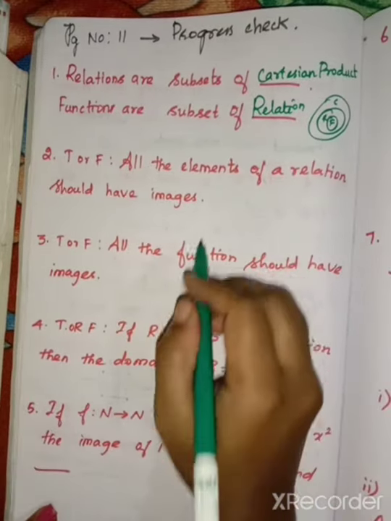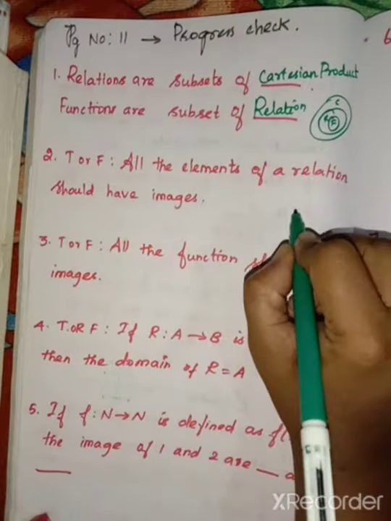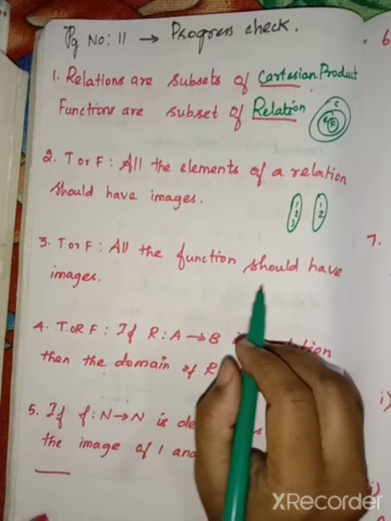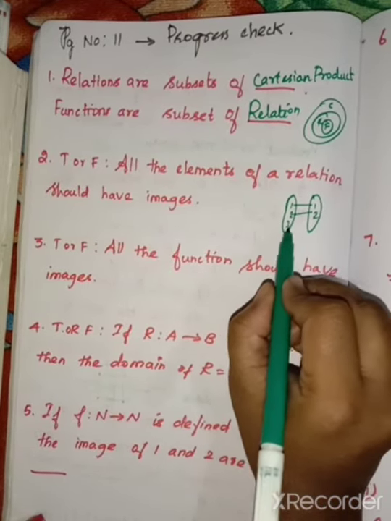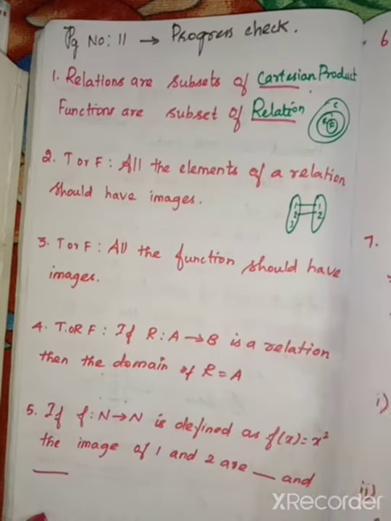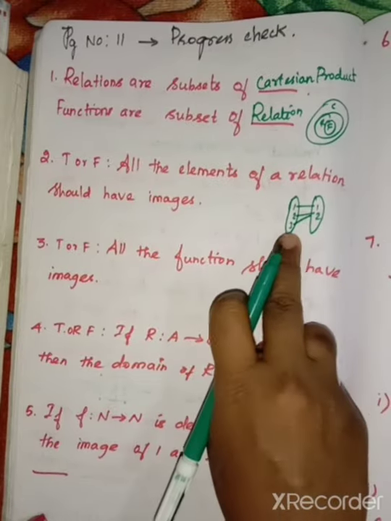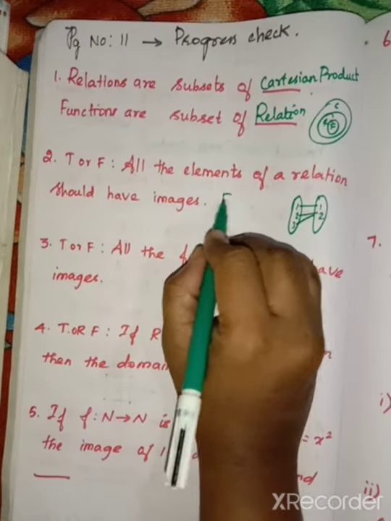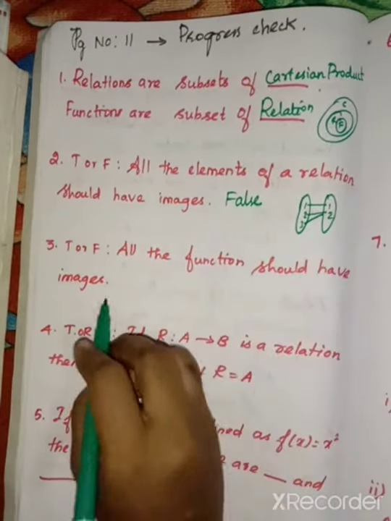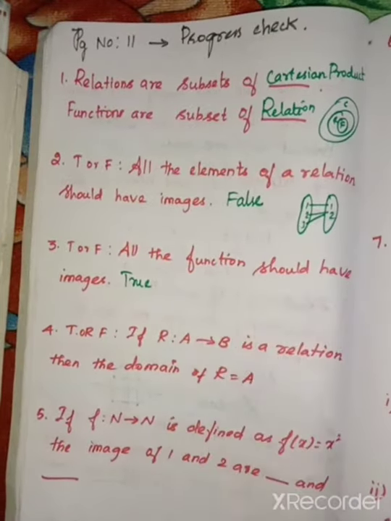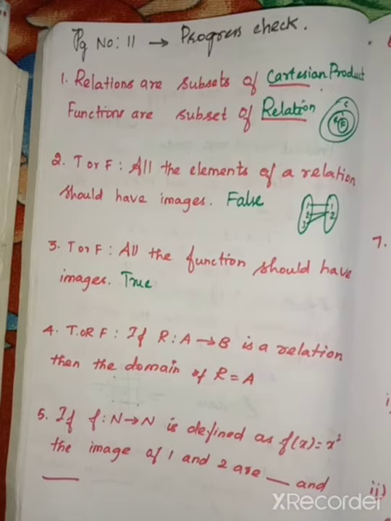In an arrow diagram, if you have 1 2 3 and 1 2 like that, and some element has no image, is it a relation or not? If 3 has no image, the relation doesn't have an image, so the statement that a relation should have images is false. Functions should have images. If there is no image, it is automatically not considered a function. If it does not have an image, it will be considered a relation.